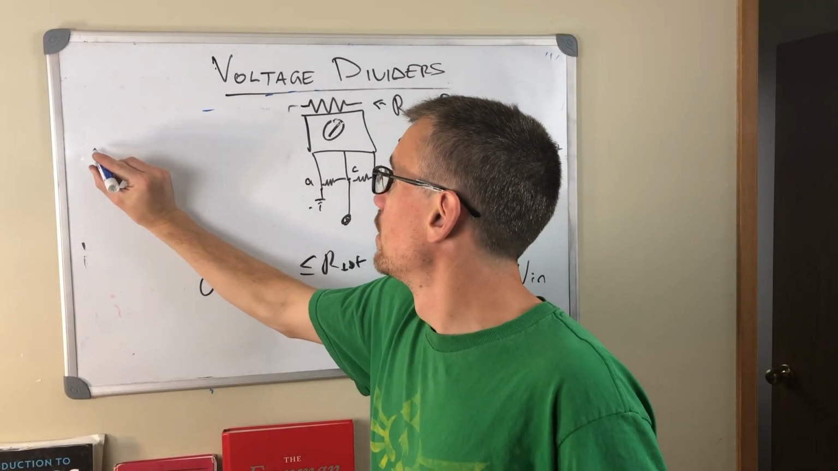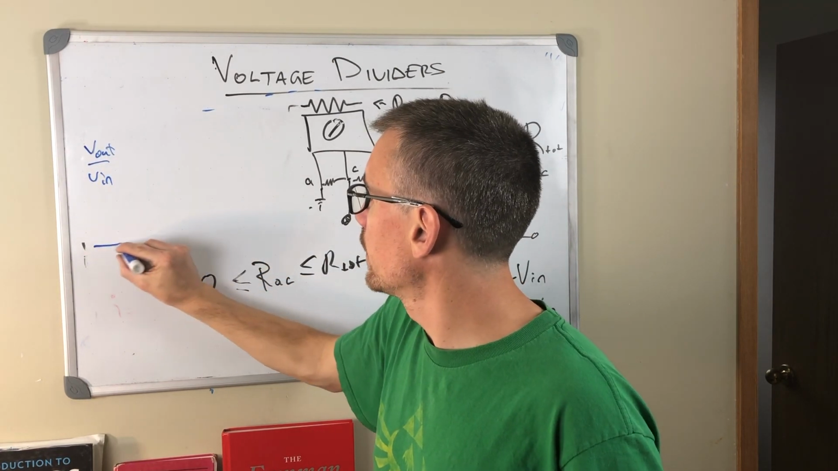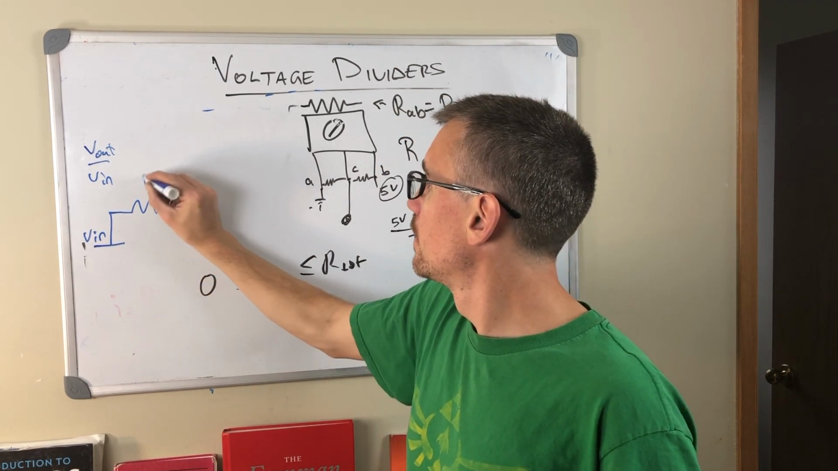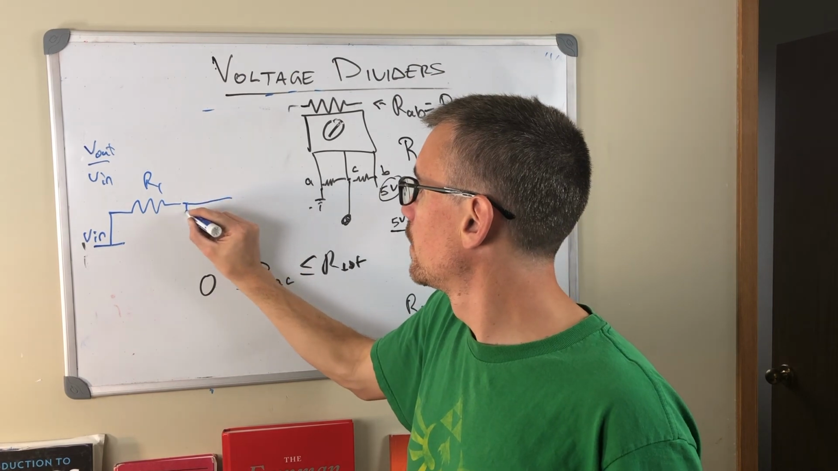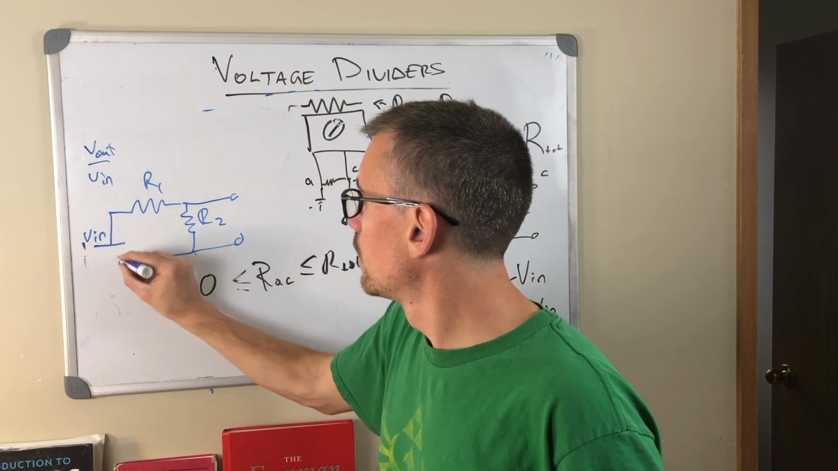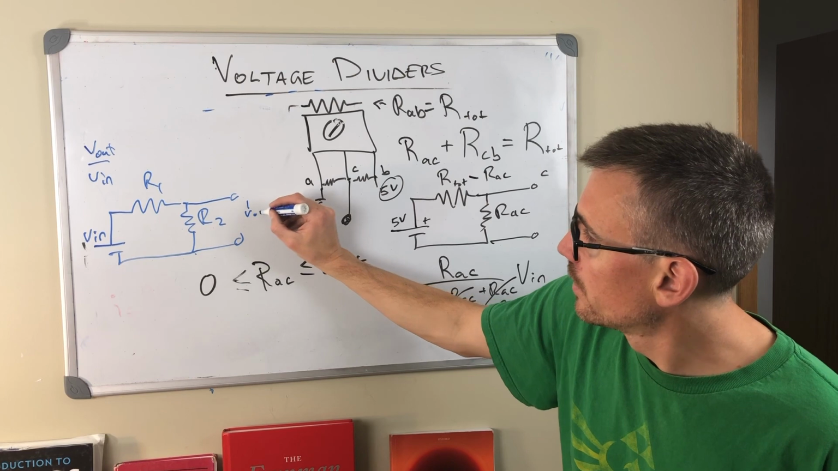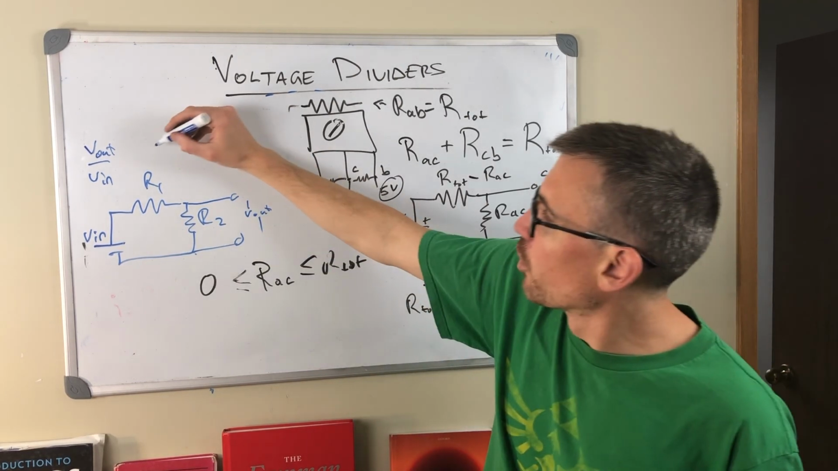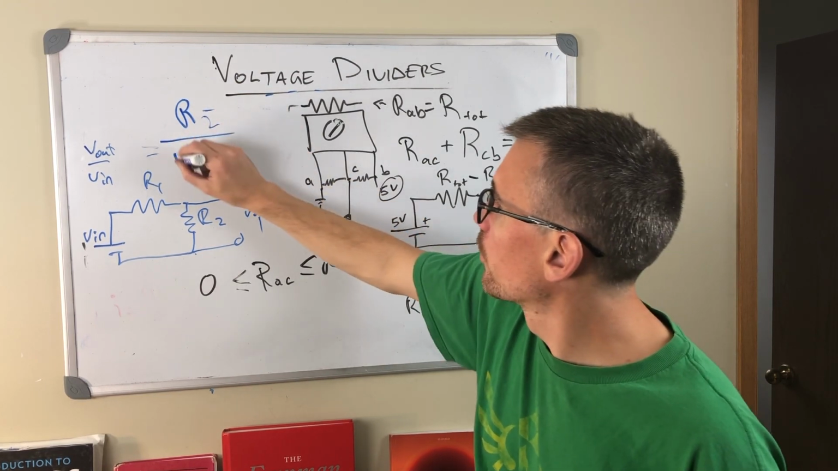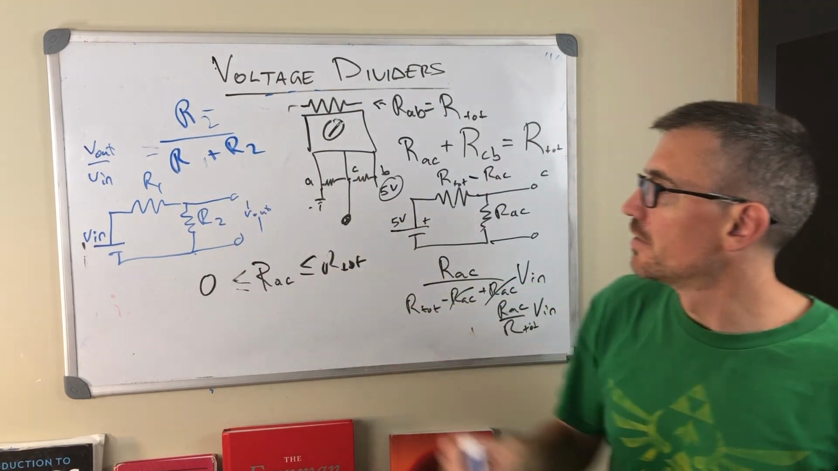So we'll summarize. Voltage divider, V out over V in. It looks like this. We have V in. We have resistor R1, R2. We create a new voltage, V out. And the formula is given by R2 over R1 plus R2. That is the voltage divider formula.